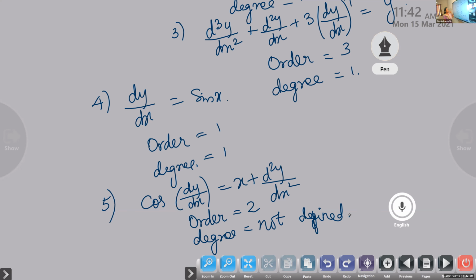Why? The differential coefficient is coming as an argument inside another function. So whenever we get it like this, the degree is not defined. Order is 2, second order derivative is there, but the degree is not defined.